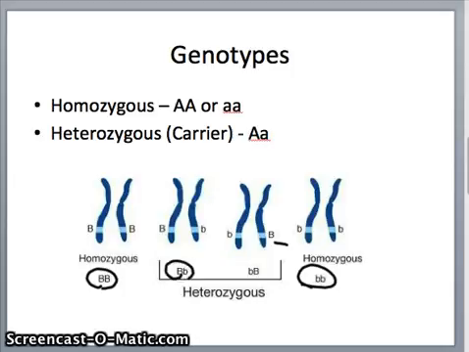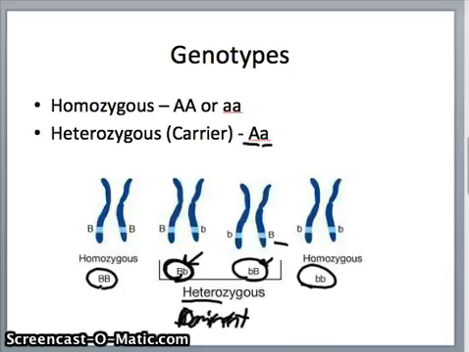Whereas we have carriers, or heterozygous. Hetero means different, homo means the same. This has one of each. Now, we never really write it like this; it's usually written like that one. But they're both heterozygous genotypes. It's just the order they're written in. These are carriers, meaning they have one dominant and one recessive allele, and this usually always gives the dominant phenotype, because remember, the dominant overrides the recessive allele.